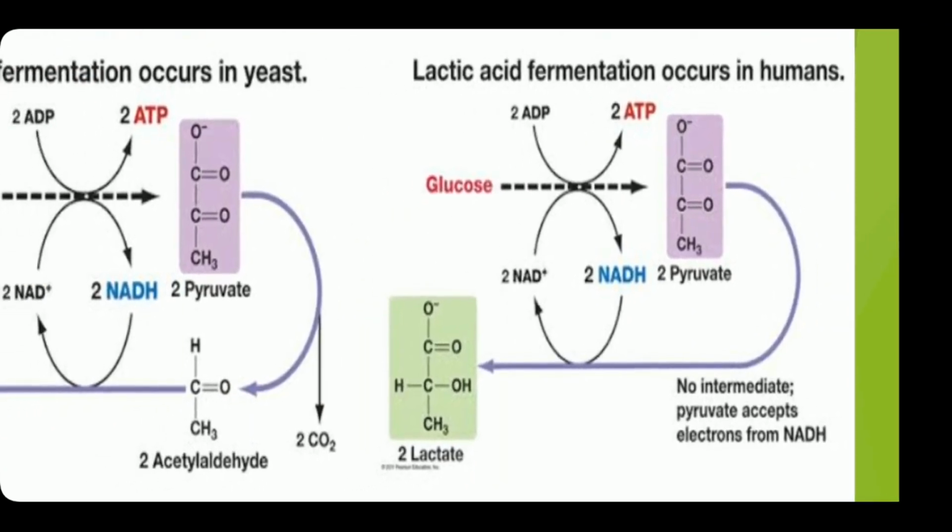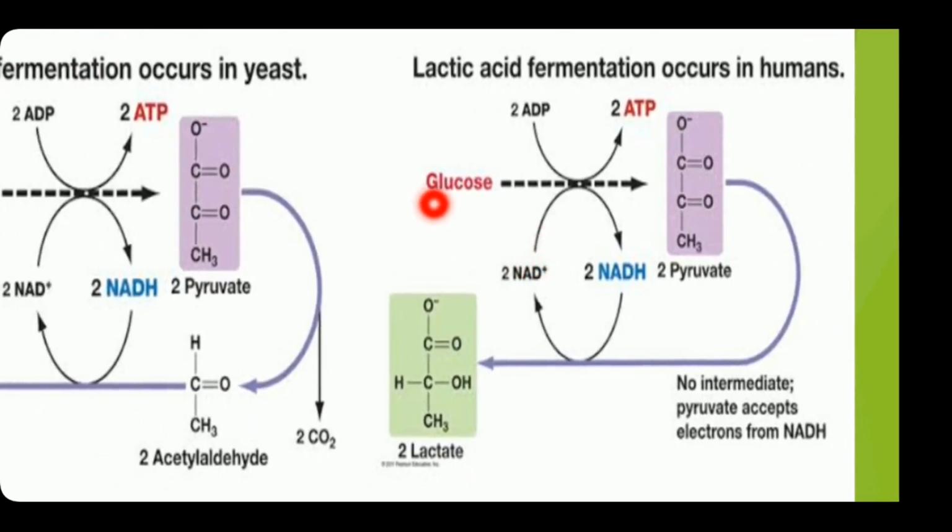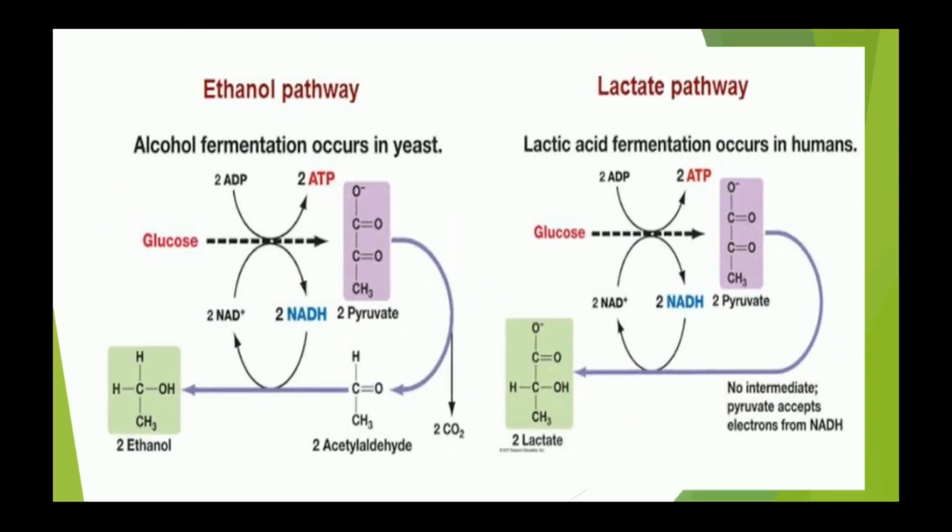And what about lactic acid fermentation? Glucose is again converted into two molecules of pyruvate, as it is here, and after that there are no intermediate products formed, as here there is an intermediate product formed. Then it forms lactic acid, which is also called lactate.